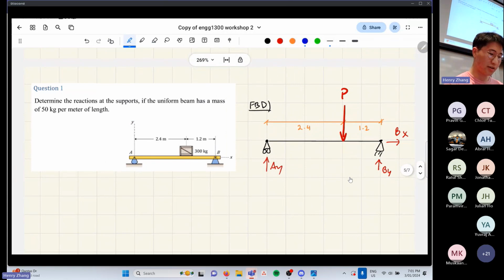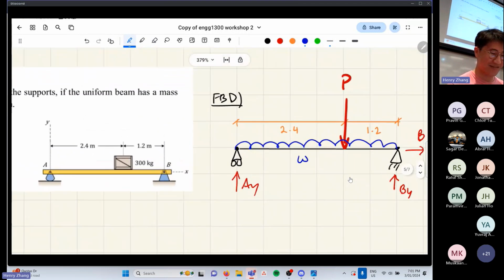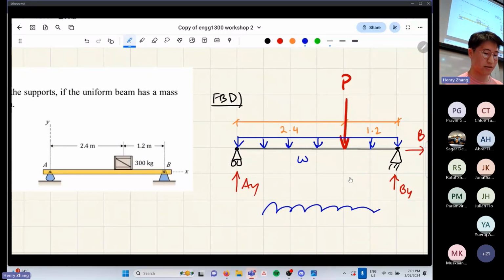And we've also got a distributed load, which we're going to denote with W. Oh, actually, sorry, I'm drawing this a bit lazy. Let me draw this properly. So what it actually looks like is this, with the downwards arrows, right? I drew it like that because that's the shortcut notation for a uniformly distributed load.